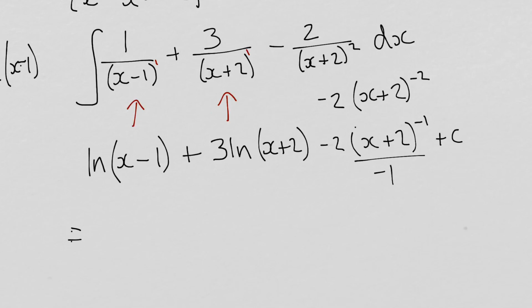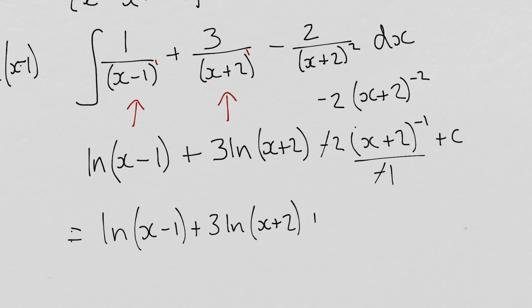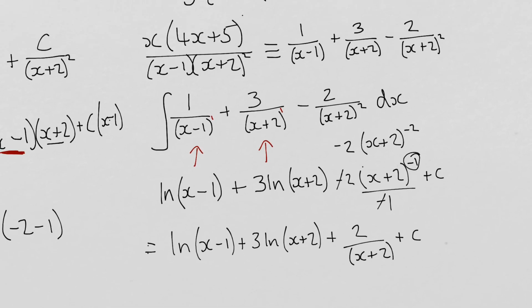In total, we'll get ln of x minus 1 plus 3 ln of x plus 2. Those two negatives are going to give me that positive, and then I have got 2 over x plus 2. Obviously the power of minus 1 there is the same as writing it as a denominator in a fraction, plus c. So there we've taken all of the skills that we've been working on in the last few lessons, and built them into one big question.